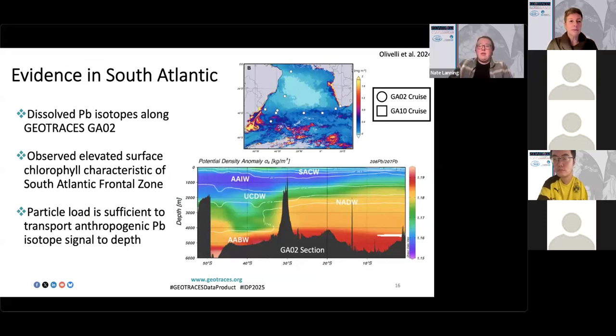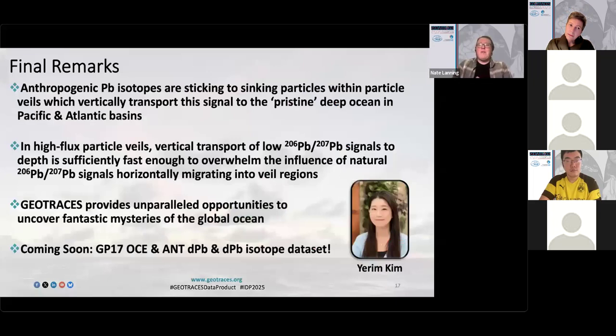So at 40 South, where we see elevated chlorophyll concentrations in the surface ocean, they also found this isotopic feature at 40 South extending throughout the entire water column, where high particle loading is once again carrying an anthropogenic 206 to 207 ratio throughout the water column, where it is eventually reversibly scavenged and setting an anthropogenic fingerprint throughout the entire water column. I'm going to put my final remarks up here on the screen.